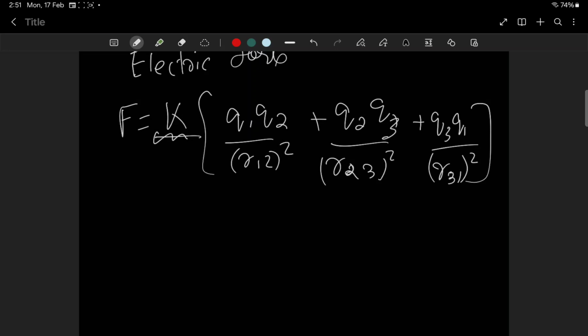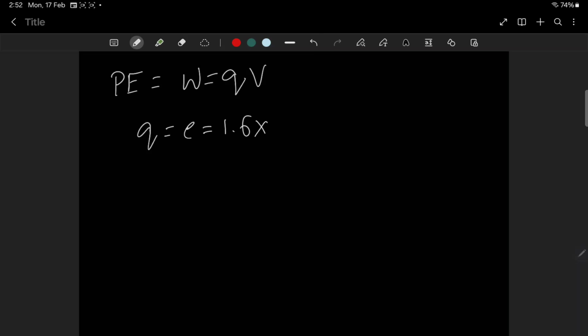Now, potential energy in an external electric field, that we already told. But one thing to understand here is, we told you that potential energy is equal to work done. That's equal to what? Q into V. So I'm telling you something: you know that the charge Q of an electron is what? 1.6 into 10 raised to minus 19 coulomb.